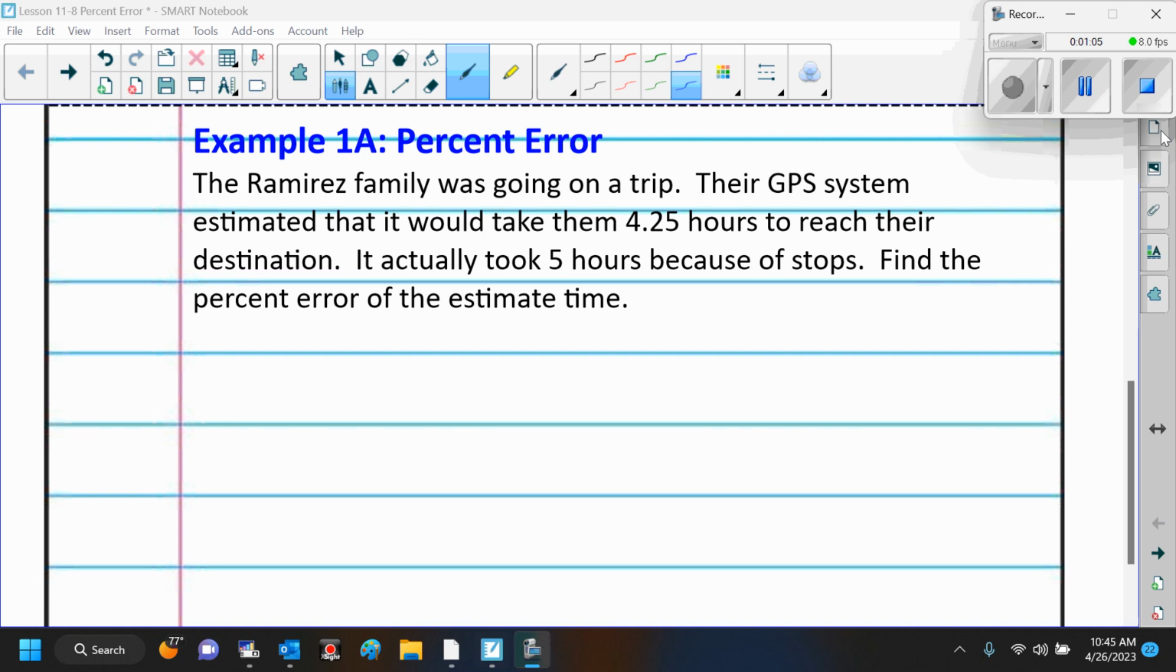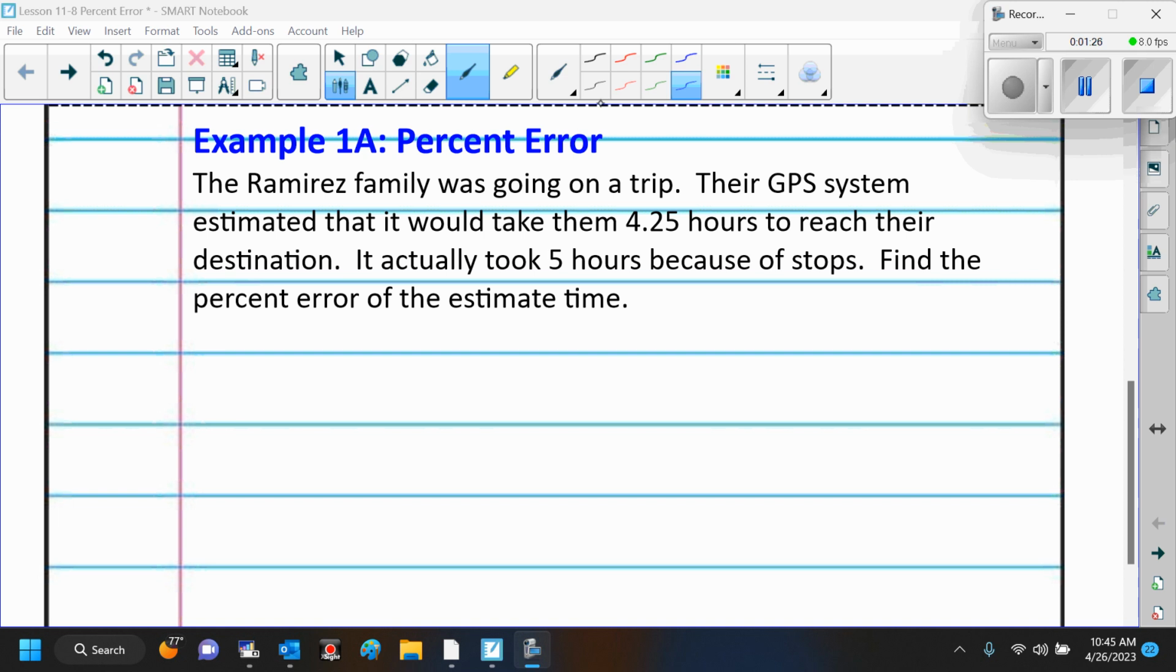So example 1A is percent error. It says the Ramirez family was going on a trip. Their GPS system estimated that it would take them 4.25 hours to reach their destination. It actually took 5 hours because of stops. We want to find the percent error of the estimate.